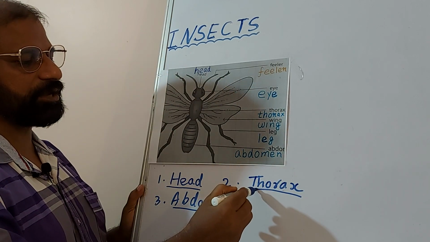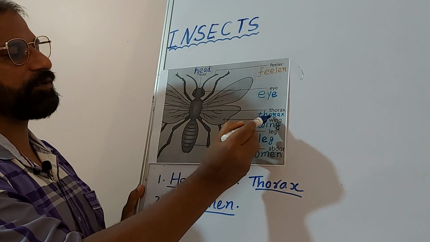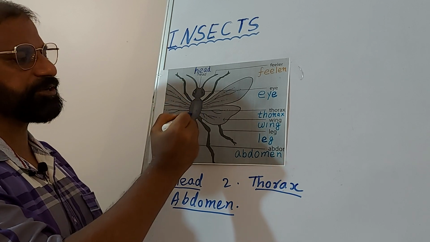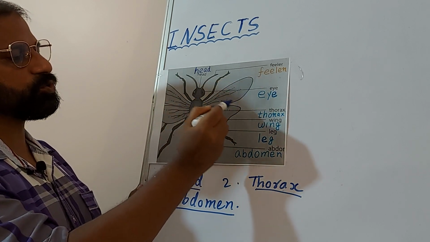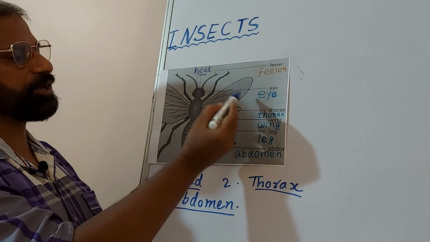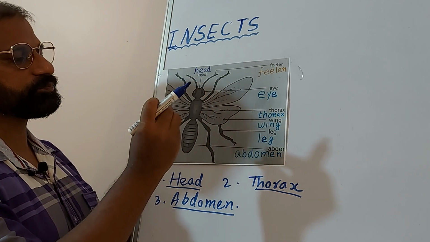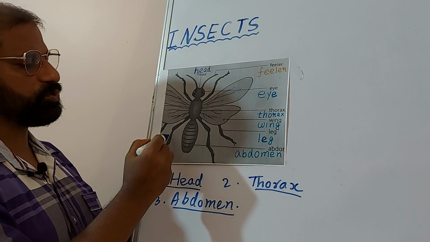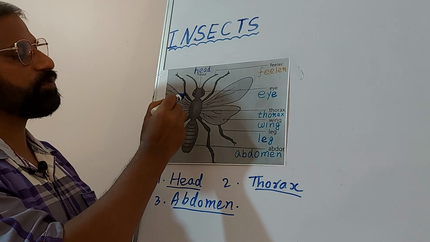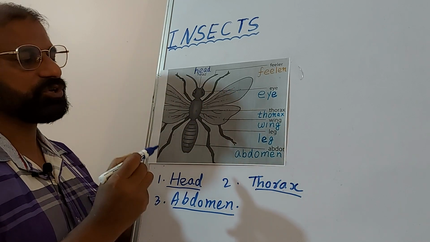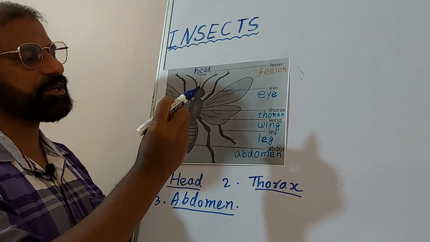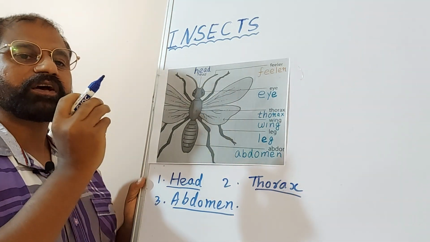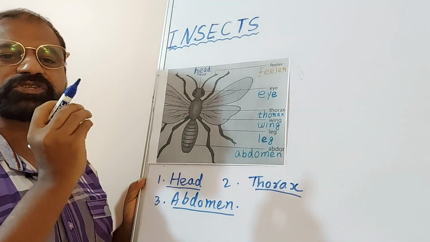When we come to the second part, that is thorax, I have written here also thorax. So this is the thorax just below the head. It has got two pair of wings on either side, one each pair, and 6 legs. 1, 2, 3, 4, 5, 6. So on the thorax we get two pair of wings and 6 legs. All the insects have 6 legs.